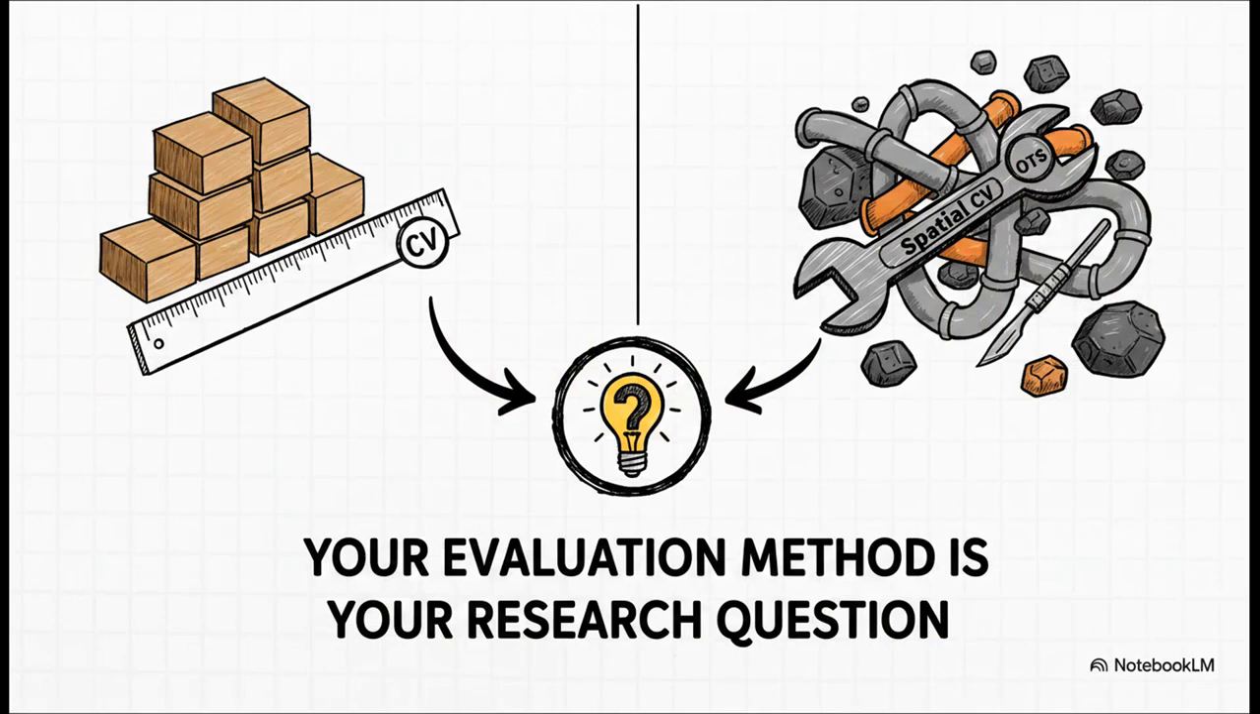So let's recap real quick. Standard cross-validation is your go-to ruler for measuring general performance, but it assumes your data is all neat and tidy. When reality gets messy, these conditional methods like OTS or spatial validation become your specialized tools. They let you ask much sharper, more practical questions. At the end of the day, how you choose to measure is how you're defining your problem.